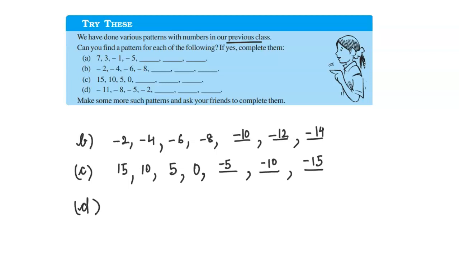So D: -11, -8, -5, -2. Then we have blanks. Now you see it is decreasing by 3. Every time it is decreasing by 3. So sorry, every time it is increasing by 3. The numbers are becoming bigger. So it is increasing by 3. So here it will be positive 1. Then we will have 4. Then we will have 7. Because all these numbers are increasing by 3.